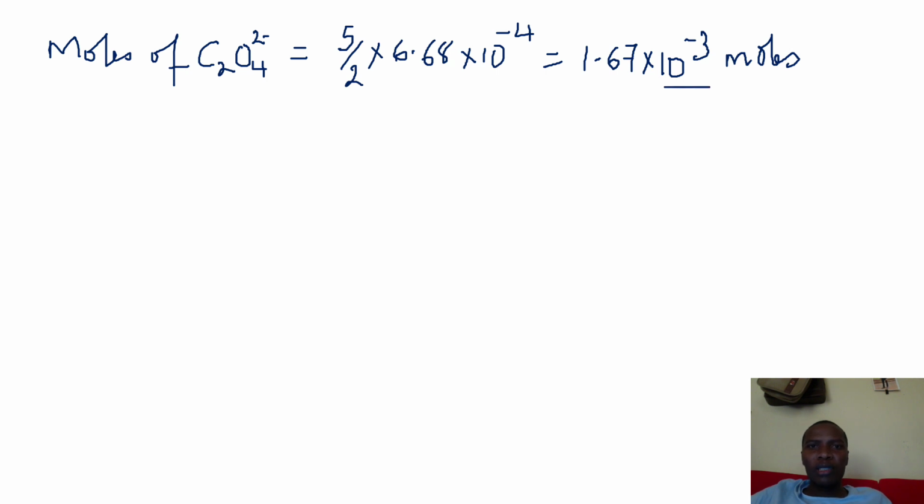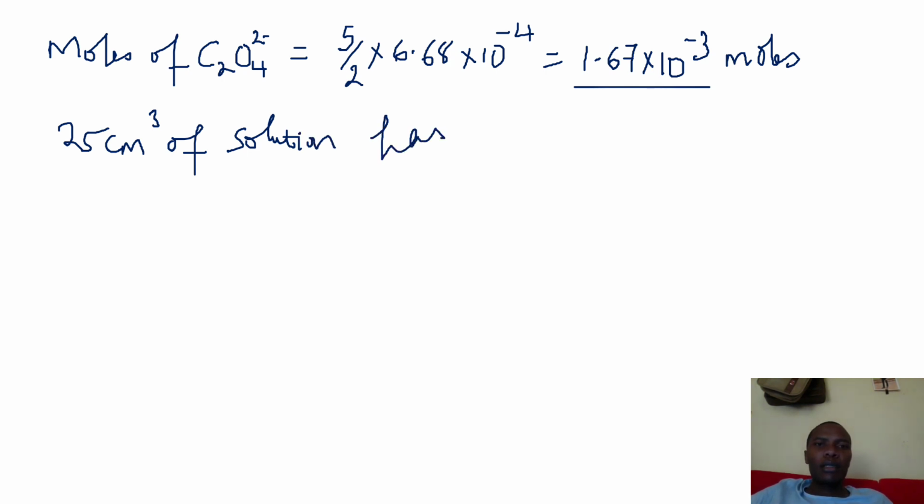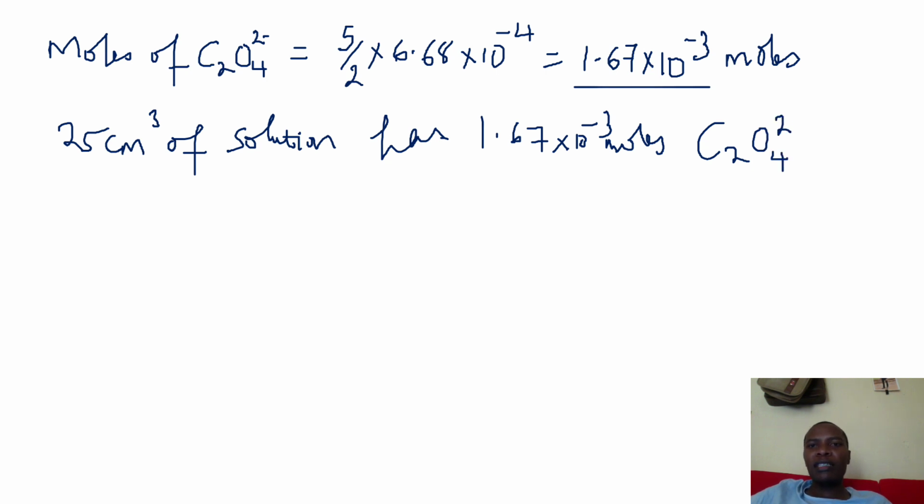But remember, these moles are in a volume that we actually pipetted. So it means that 25 centimeters cubed of the solution that we are using has 1.67 times 10 to the power negative 3 moles of the oxalate ions. But total, all the oxalate ions are variable.